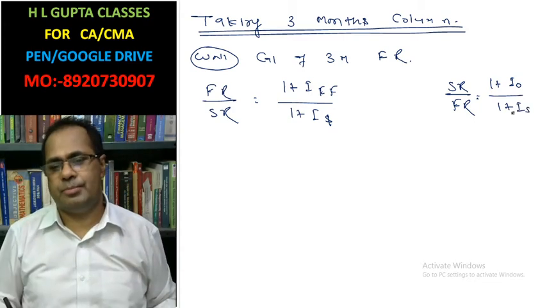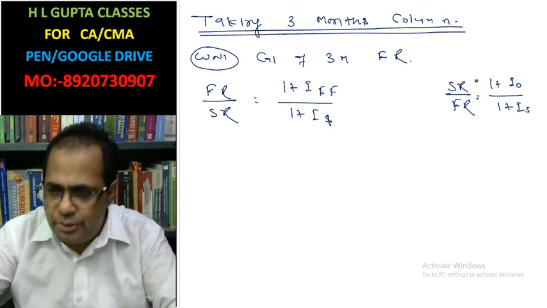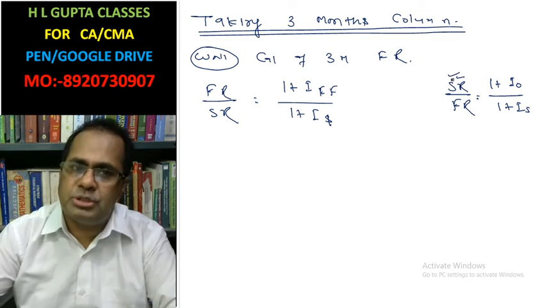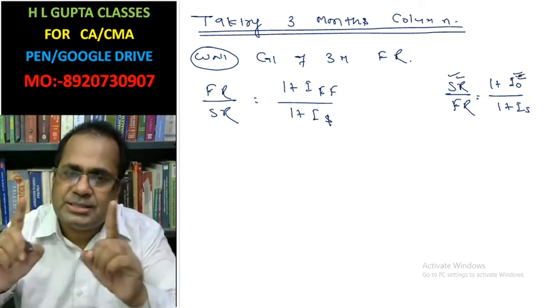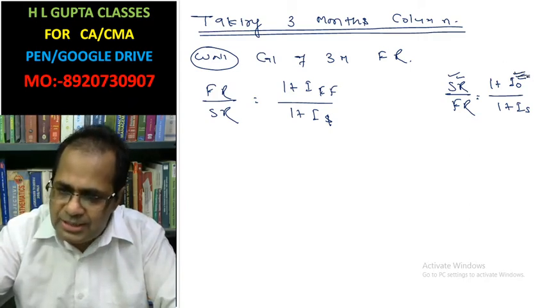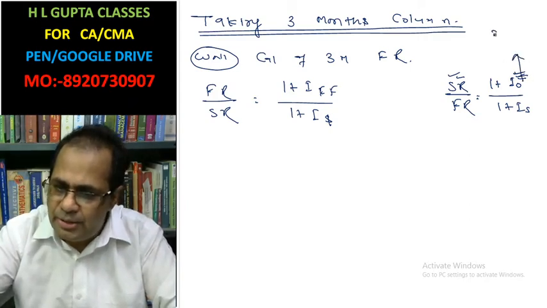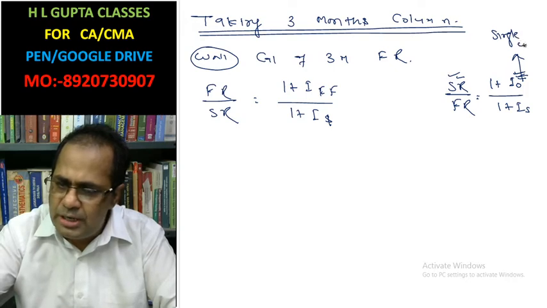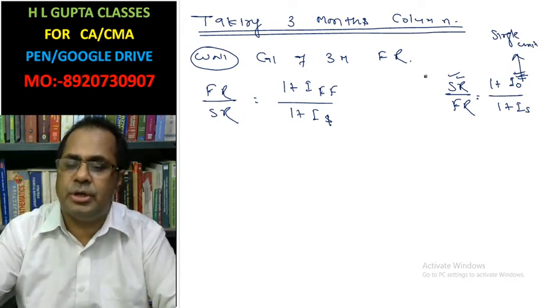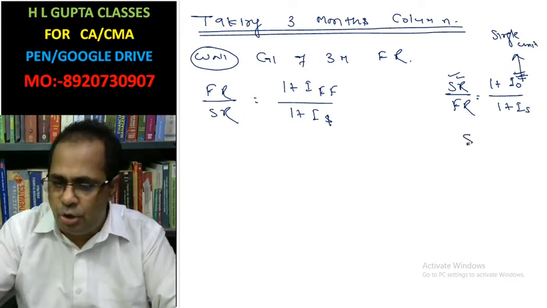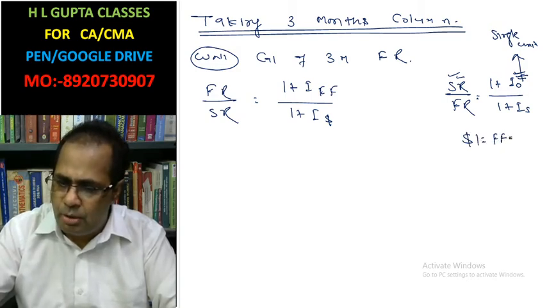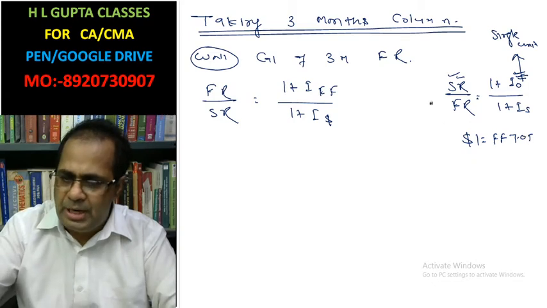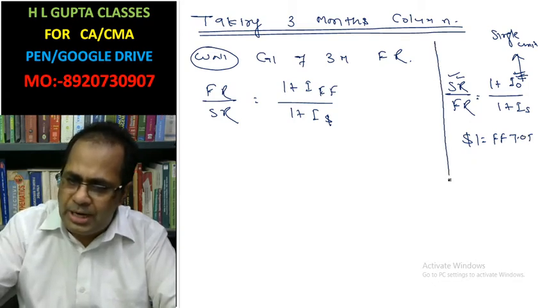Please try to understand. Whenever you are going to use this formula, you have to write the interest rate of that currency which is in single unit. Like in $1 equal to French franc 7.05. In this case, what will you write here?